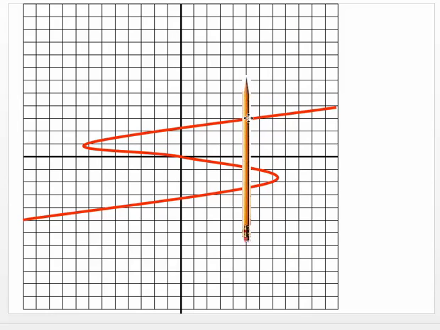And we continue. Let's take another example. For x equals 5, we can see that there are 3 red points that cross the vertical line, the pencil. So obviously this relationship is not a function.